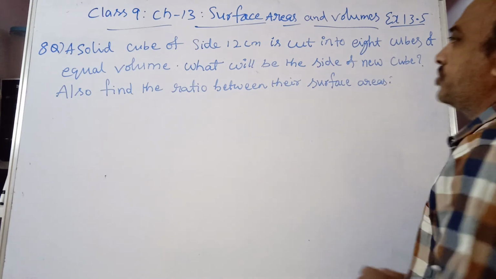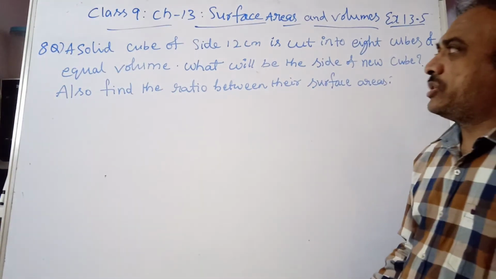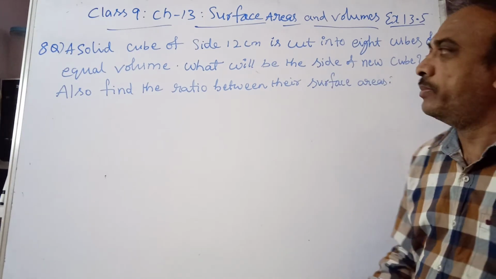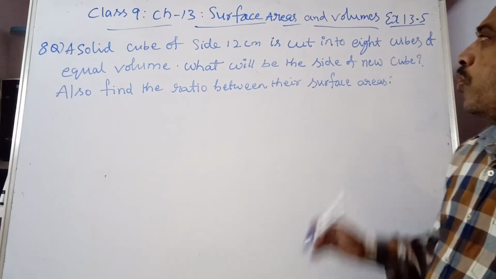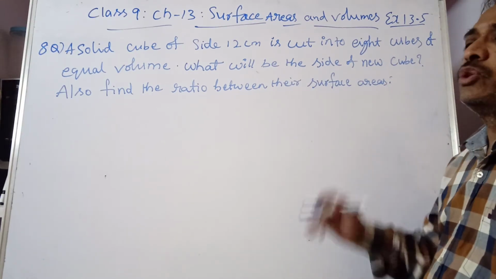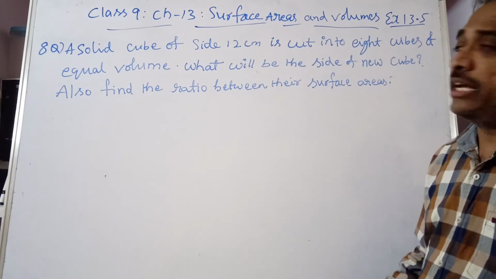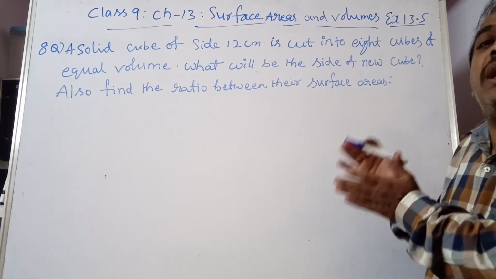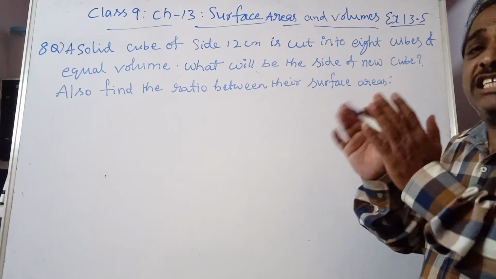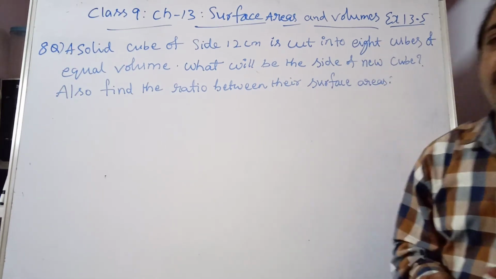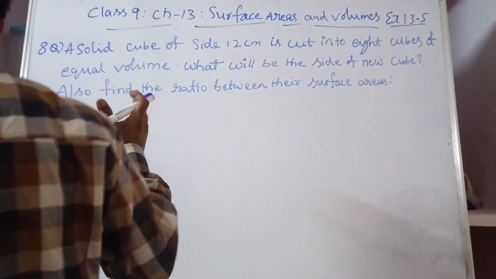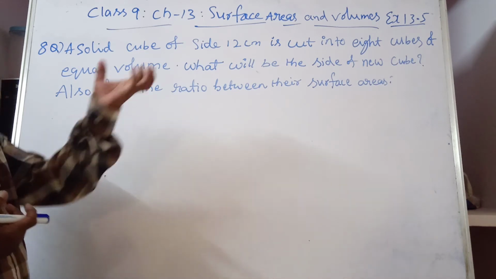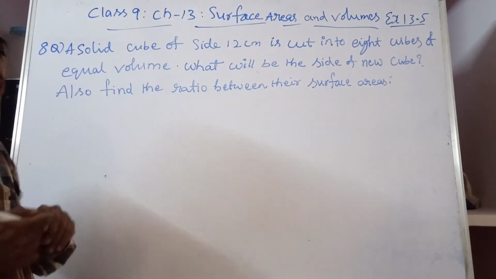Now look at the question. Question number 8. A solid cube of side 12 centimeter is cut into 8 cubes of equal volume. What will be the side of a new cube? And also find the ratio between their surface areas. So a big cube is given that they cut into 8 small cubes having equal volume. So the volume of the bigger cube is equal to the volume of the 8 small cubes.